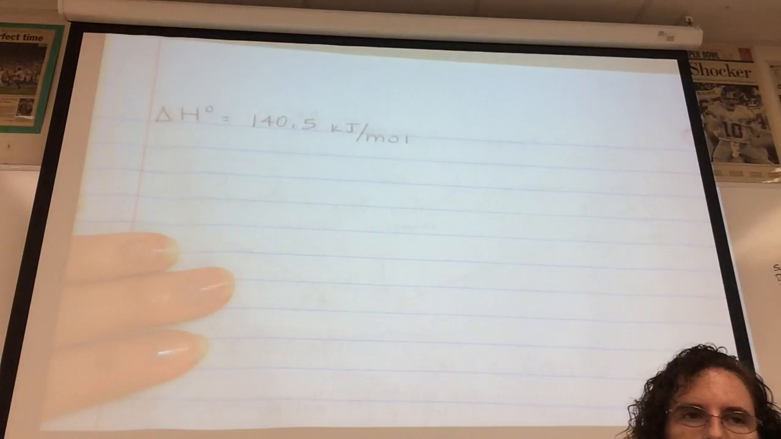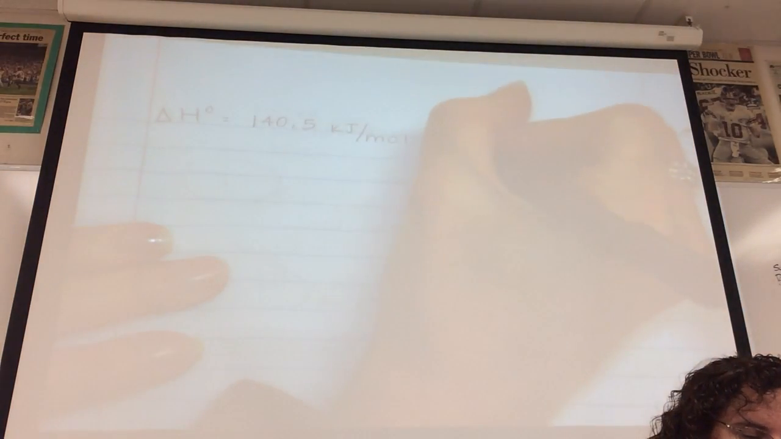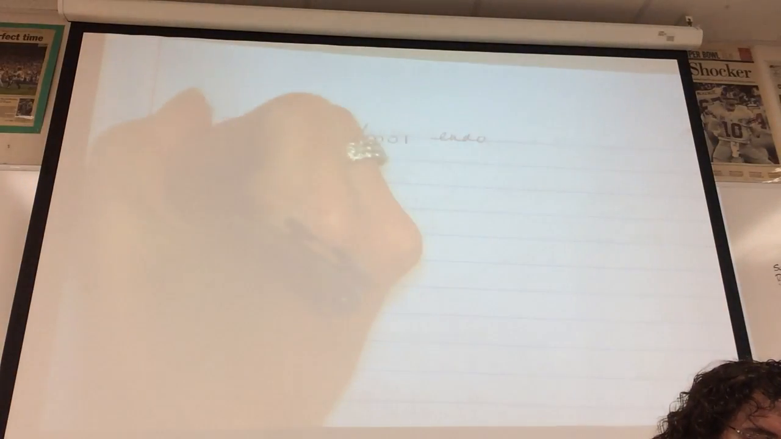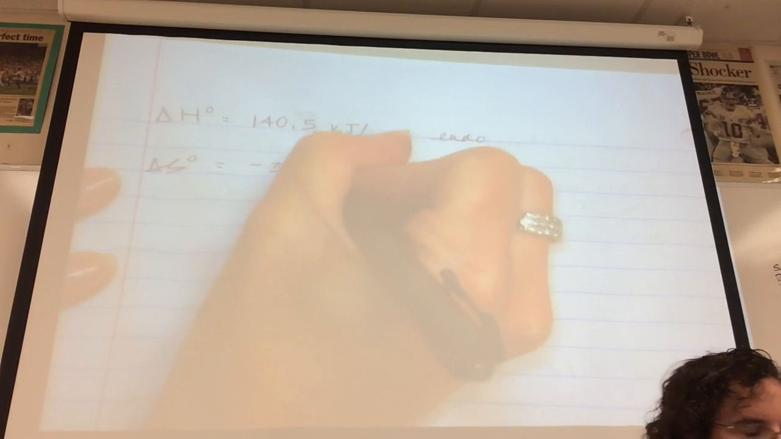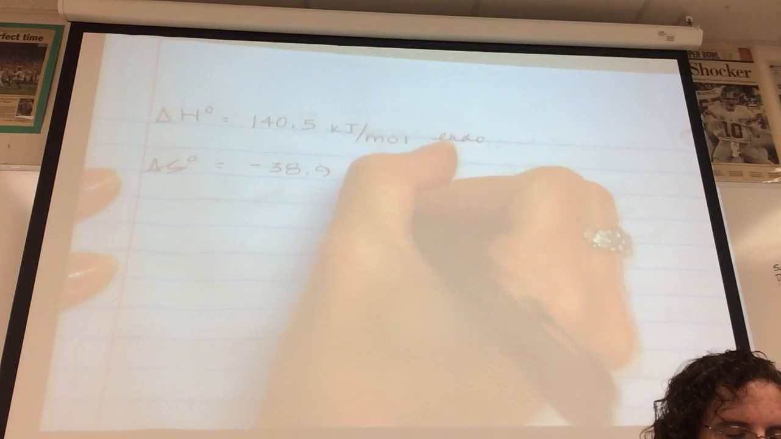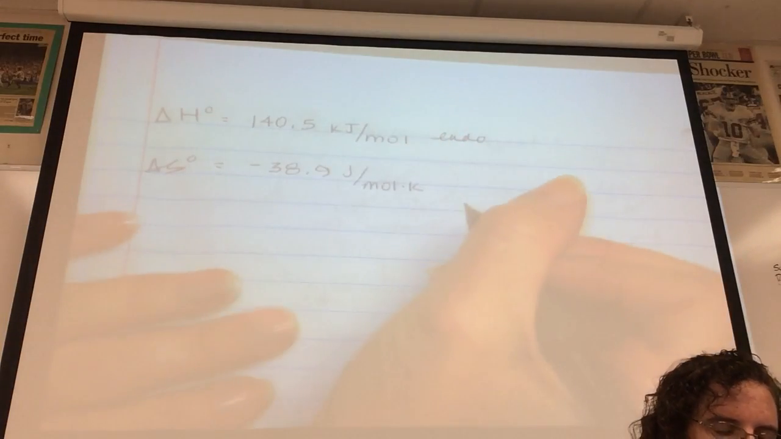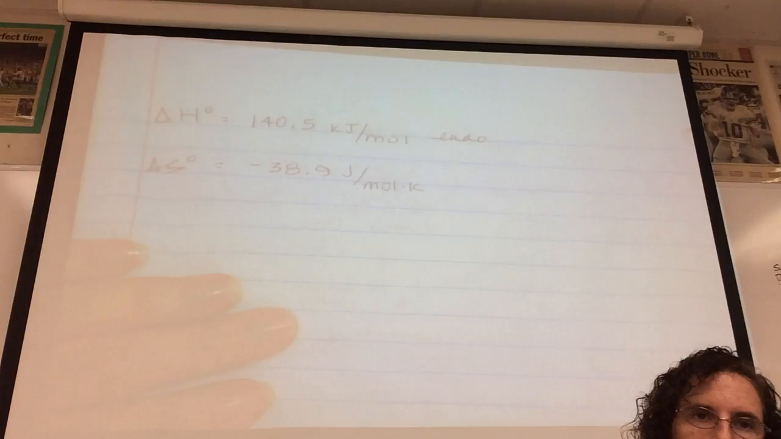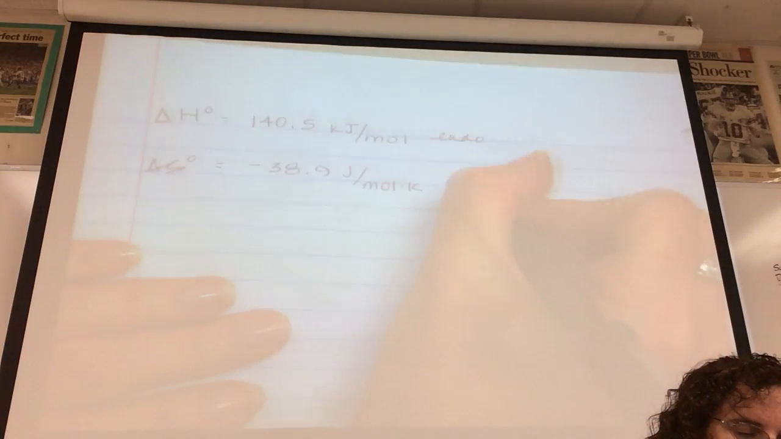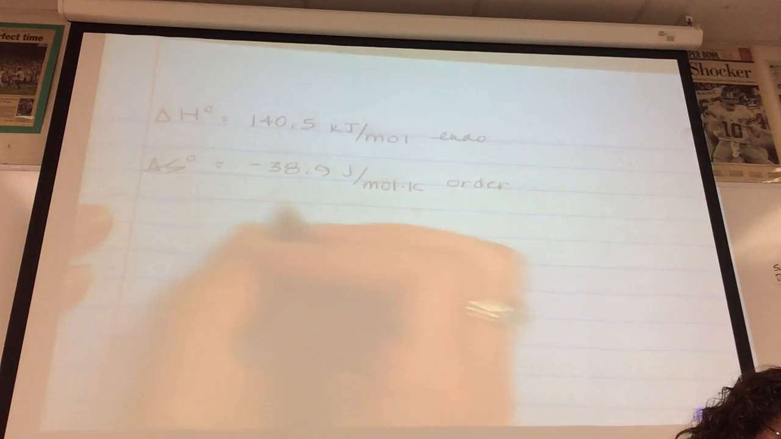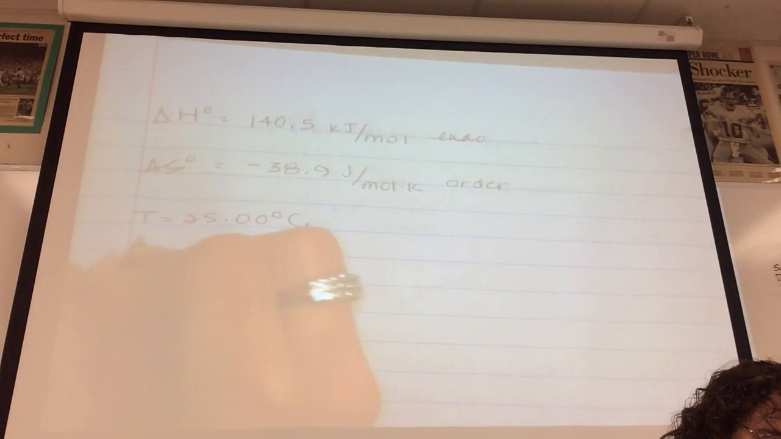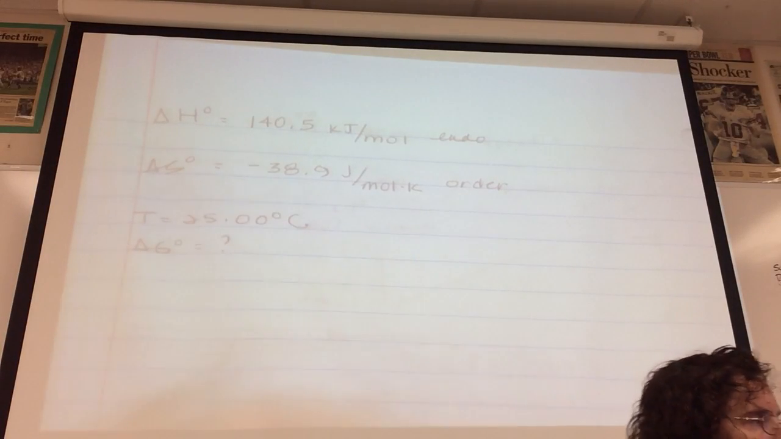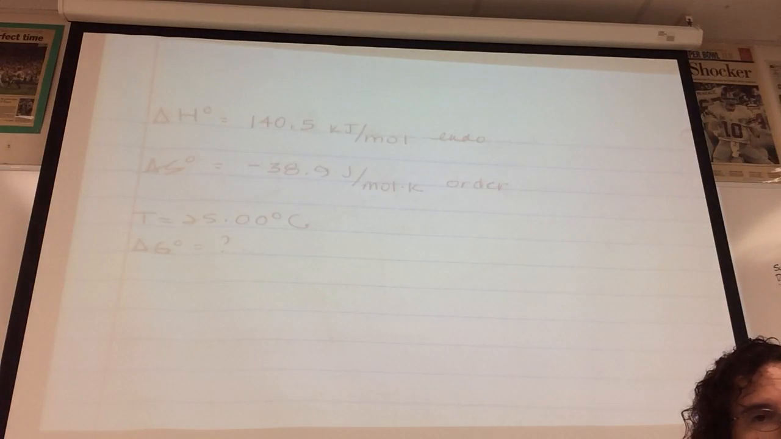Is that endothermic or exothermic? Endothermic. Delta S is equal to negative 38.9 joules per mole Kelvin. Order or disorder? Order. And the temperature is 25 degrees Celsius. We want to calculate delta G, and then we want to determine if the reaction is thermodynamically favorable and why.